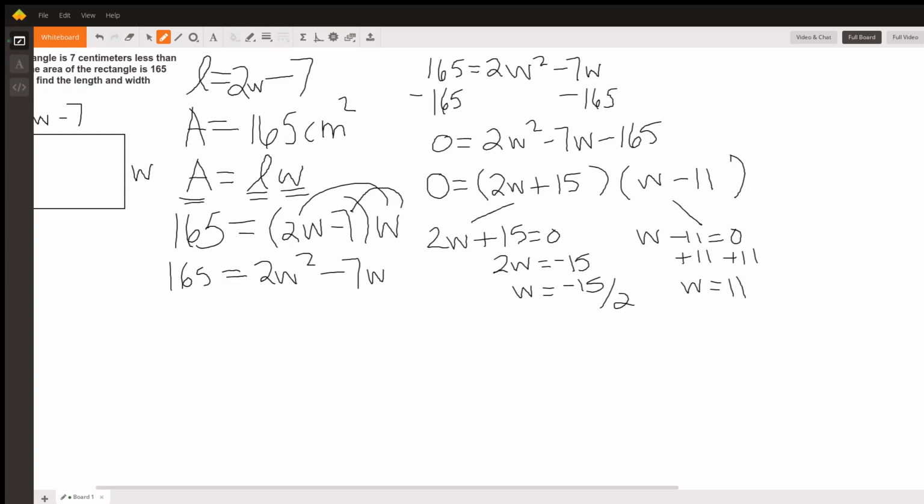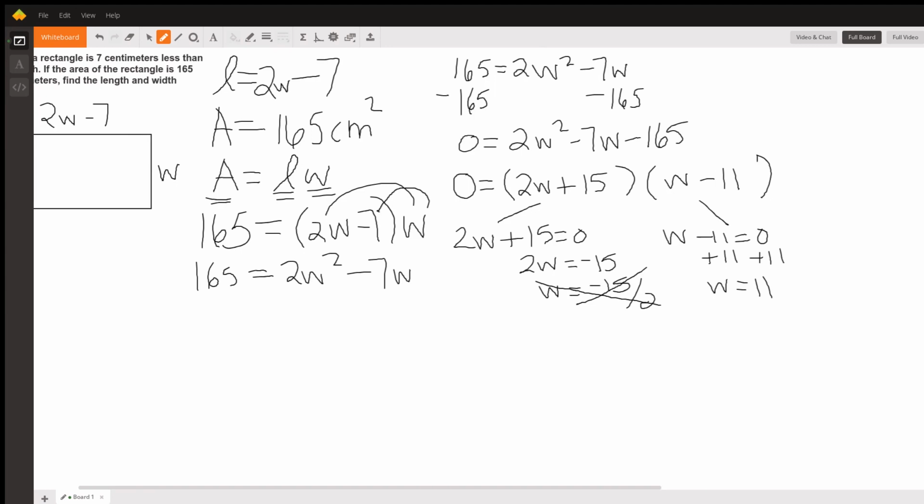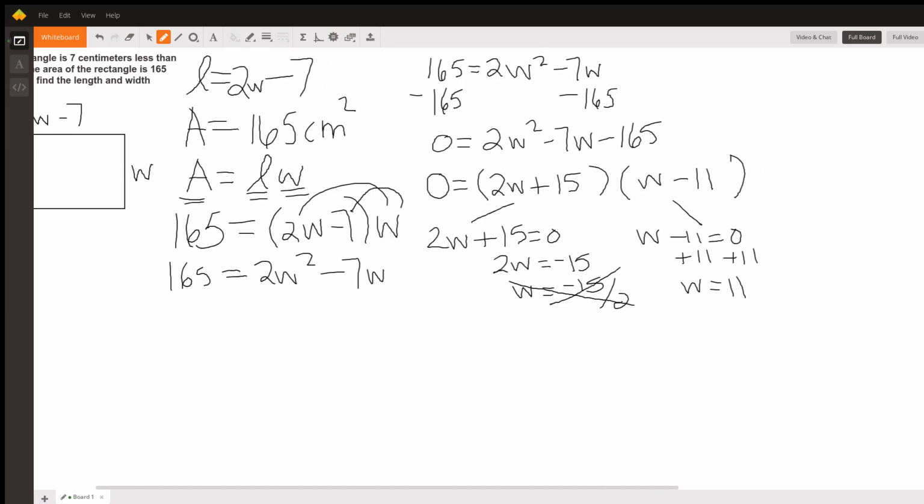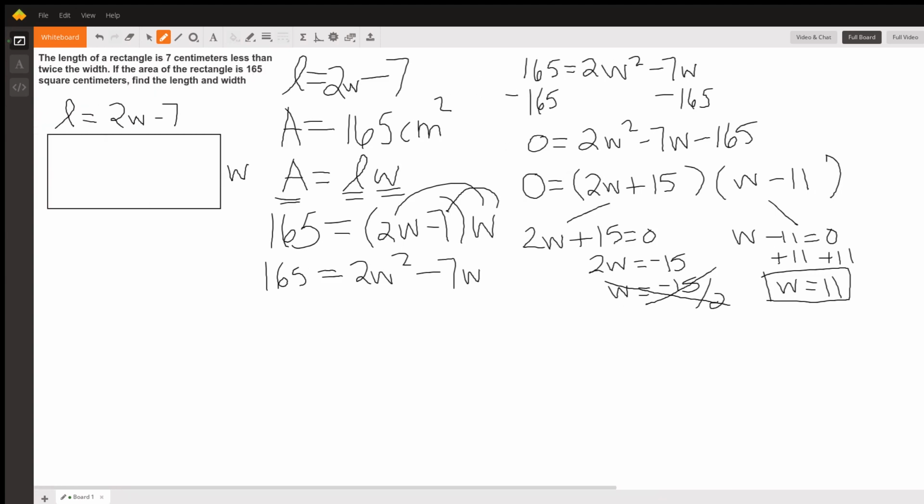So that's weird. We have 2 answers, but it's not really that weird. We have to eliminate W equals negative 15 over 2. Why? Because it's negative. And we do not express the length in negative numbers. That just doesn't make sense. So our answer for W is 11 centimeters. So we found that W equals 11 centimeters. And that's your width for that rectangle.